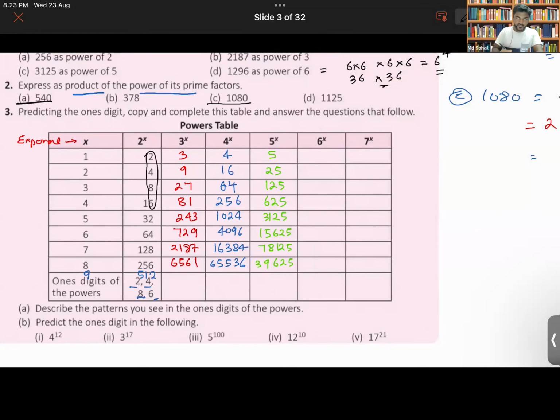2486. Again, 2486. Right now it starts from 2, and if you put the exponent as 9, so that is the repeating pattern here we can see. Now look for the next table.